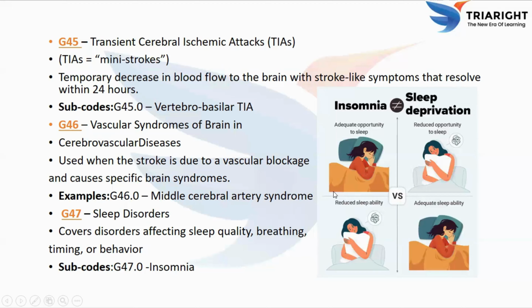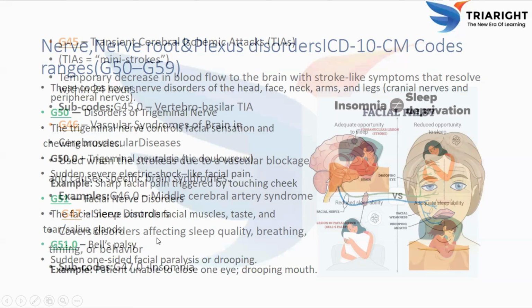So here the person can sleep, time is available for them to sleep, but their body or mind won't let them sleep. Coming to sleep deprivation, here the person cannot sleep because they do not have enough opportunity. Enough opportunity means things like work, stress, lifestyle, etc. So this is the main difference between insomnia and sleep deprivation. So this is about the G45, G46 and G47 codes.